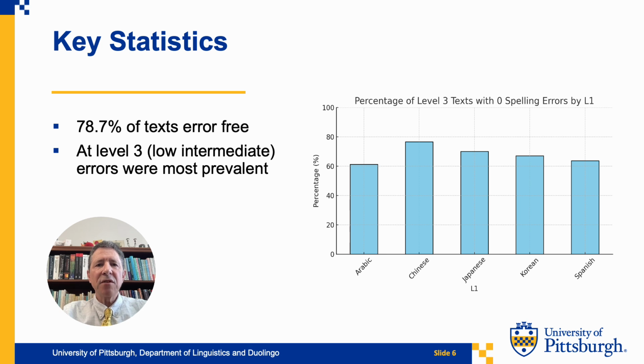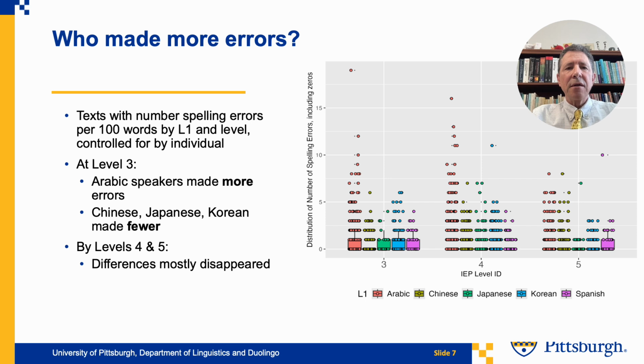Most of the 5,774 texts were error-free, although at level 3, low intermediate, learners did make many errors. For example, this graph shows that 40% of Arabic speakers' texts at level 3 contained at least one spelling error. Moreover, at level 3, Arabic-speaking learners made reliably more errors than other speakers. However, as this graph shows, by levels 4 and 5, intermediate and advanced, no reliable differences were found among the first language learners. Errors decreased reliably from level 3 to level 4, indicating that the learners were able to use their spell checkers appropriately.